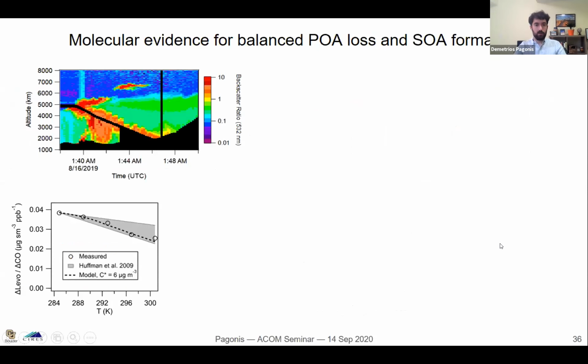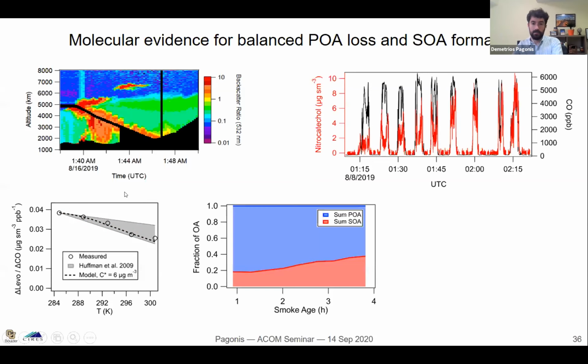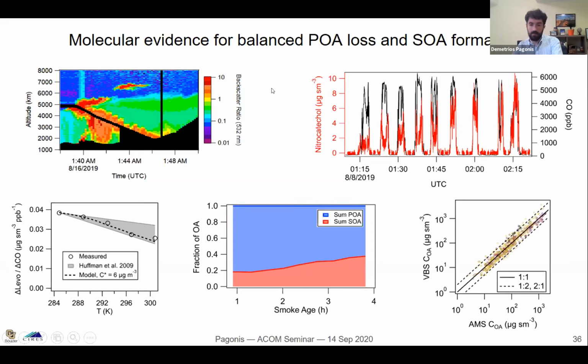All right, so just to wrap up here with some conclusions, we've gotten direct molecular evidence for both POA loss and SOA formation through the EESI data at FIREX-AQ. And so we've constrained POA evaporation, both on the molecular level and for bulk OA. We've set out quantifying the SOA production rates in these plumes and the POA loss rates. And then we can use this to really start to improve predictions of OA concentrations downwind of fires.